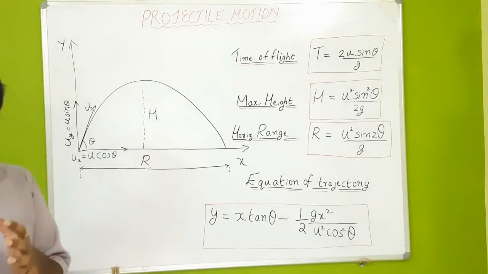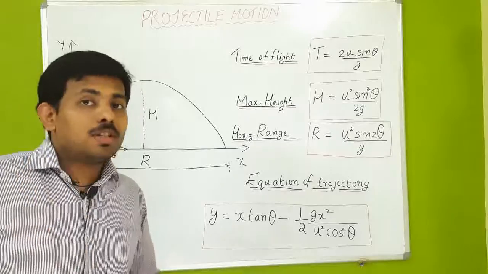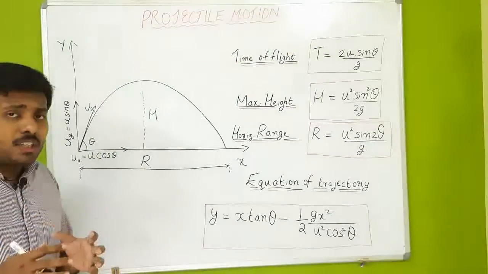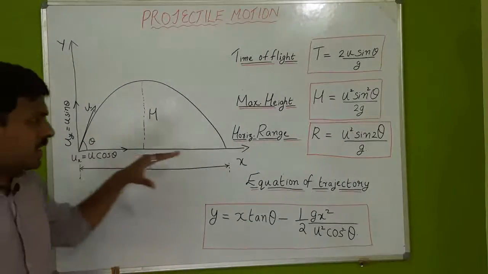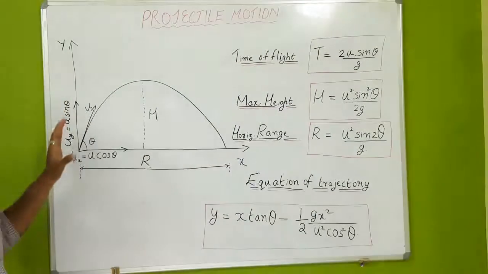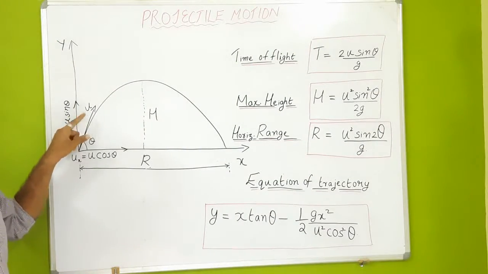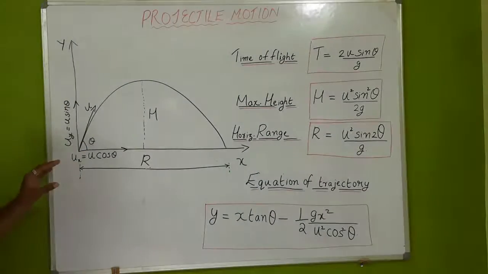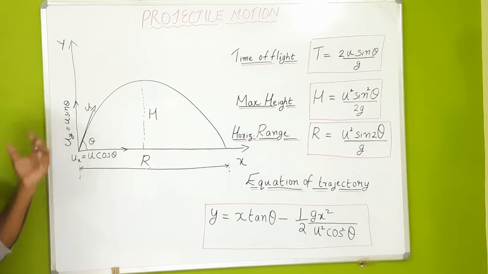Before going to do the problems, let's recap the important concepts and equations of projectile motion. As you know, the projectile motion we are studying is a two-dimensional motion. It has a motion in x direction and also in the y direction. Its initial velocity is u and it is projected with an angle theta. So the x component of velocity is u cos theta and the y component of velocity is u sin theta.